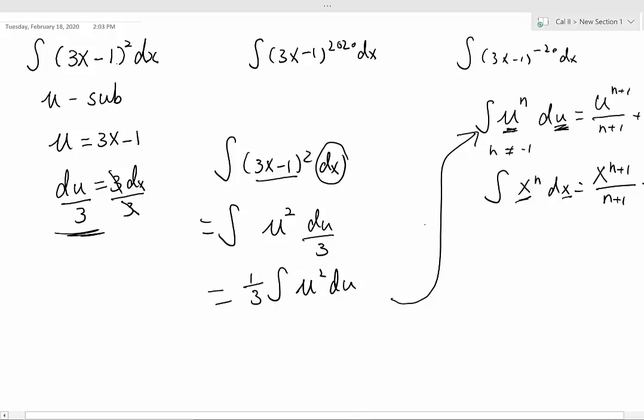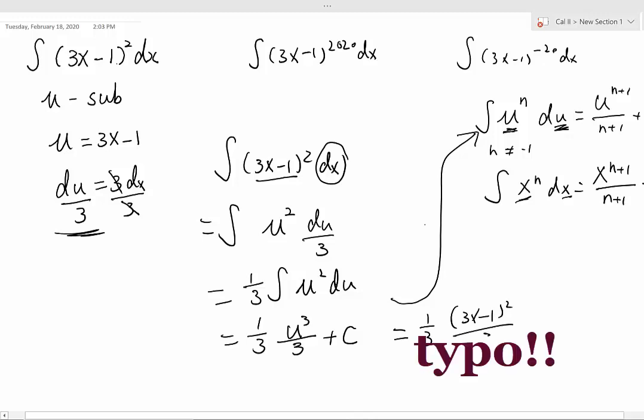That's the formula we are looking for to use. Now we have the same format. I can use the formula: 1/3 u to the third, since 2 plus 1 gives me a 3. Following the formula, 2 plus 1 is going to be 3 right here. Again, plus a C. This is not your final answer because our function started with x. We have to do one more substitution back, from u to x. So that's going to be 1/3 times (3x minus 1) cubed over 3 plus C. This could be your final answer; it depends on what your professor wants if you need to simplify more.